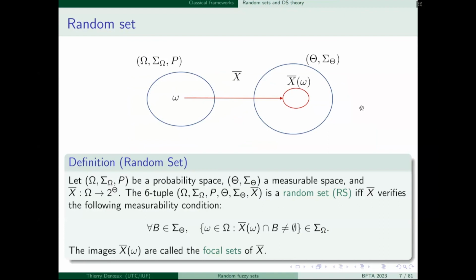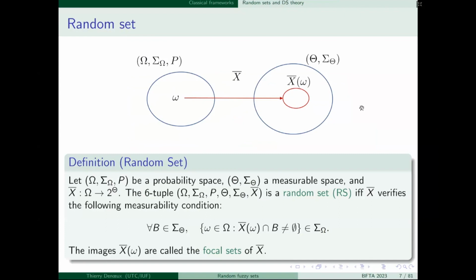And then you have this mapping, here denoted by x bar, which maps each element, small omega in capital omega, to a subset of theta. So remember the random code metaphor: omega was some code, and the image was the meaning of the message if that code was used.